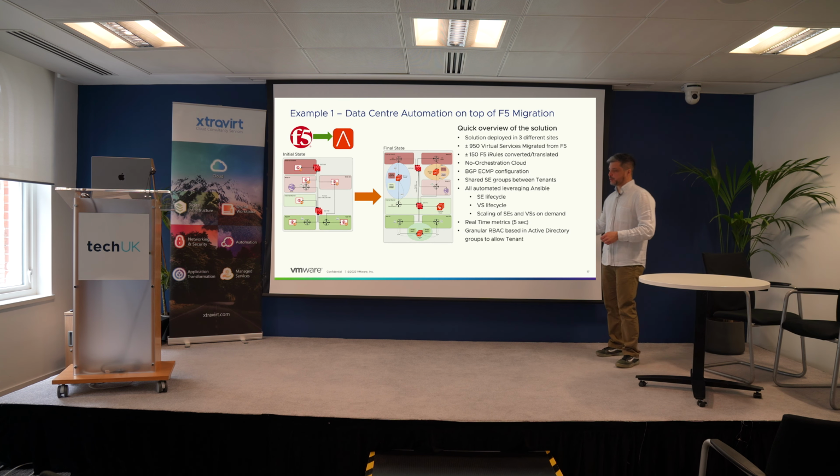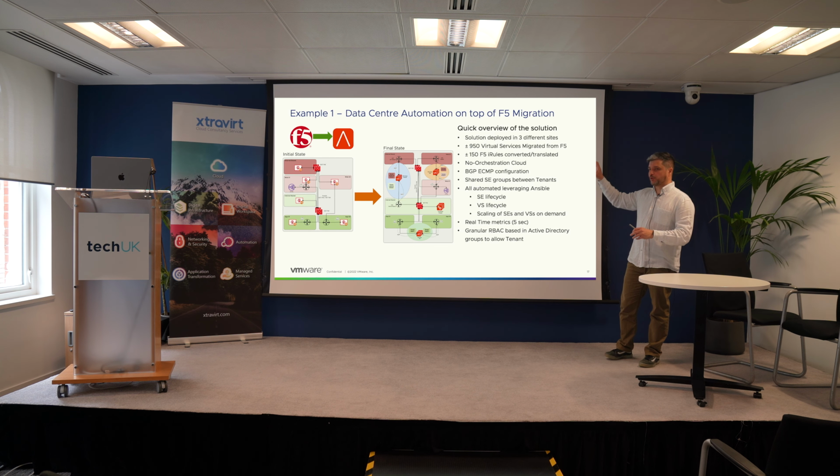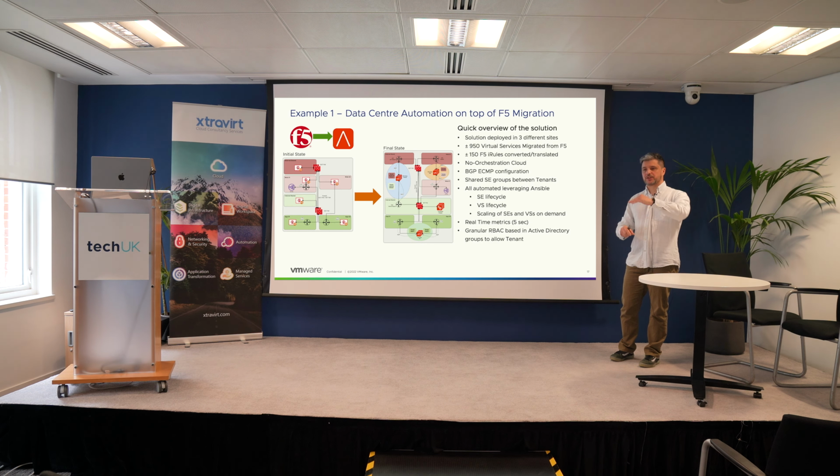One of the things they used that was quite cool is that they gave the tenants, or the multiple teams, access to their virtual services. So they were able to check the performance of their own virtual services based on the Active Directory group. When you log in, the Active Directory group is identified, and by the name of the group, you get the role that will have access to certain virtual services only.